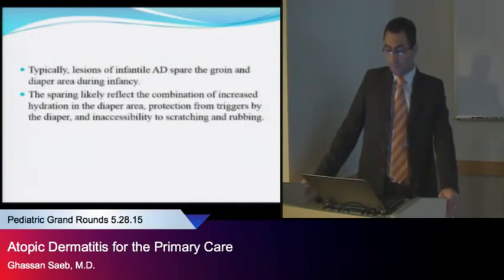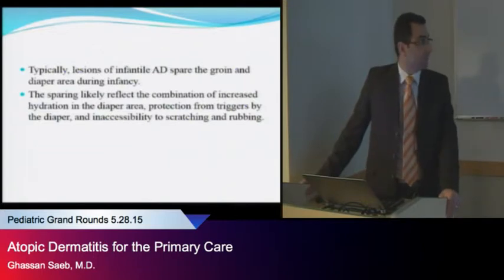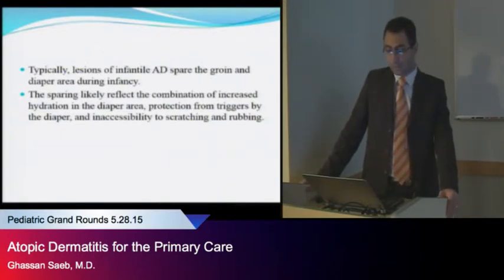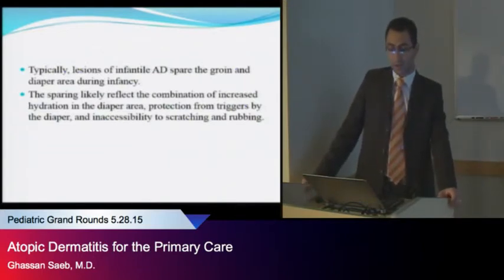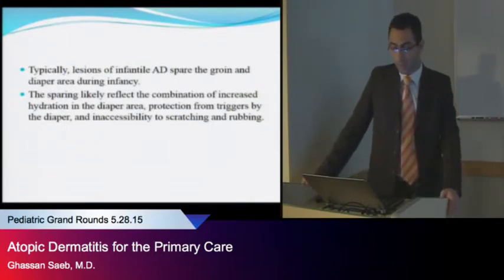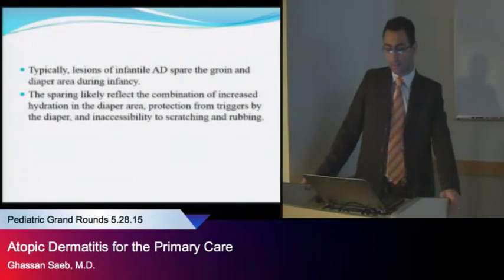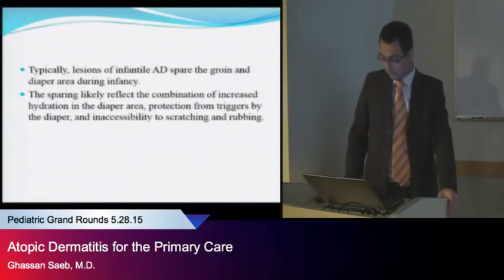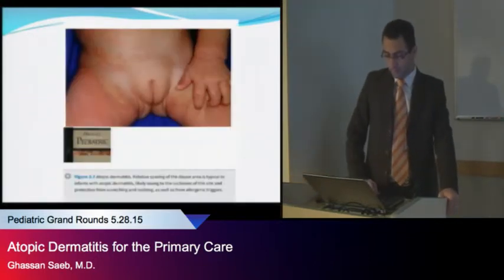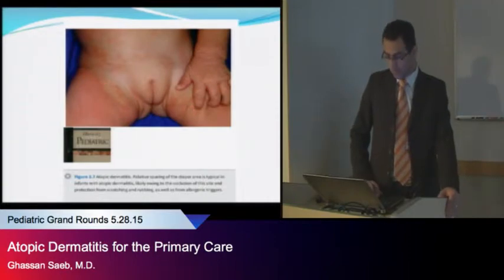Typically, lesions of infantile AD spare the groin and diaper area during infancy. The sparing likely reflects the combination of increased hydration in the diaper area and protection from triggers by the diaper and inaccessibility to scratching and rubbing. And this is a diaper-sparing rash. It's very dry on the side, on the legs, on the hand, but it spares the diaper area.